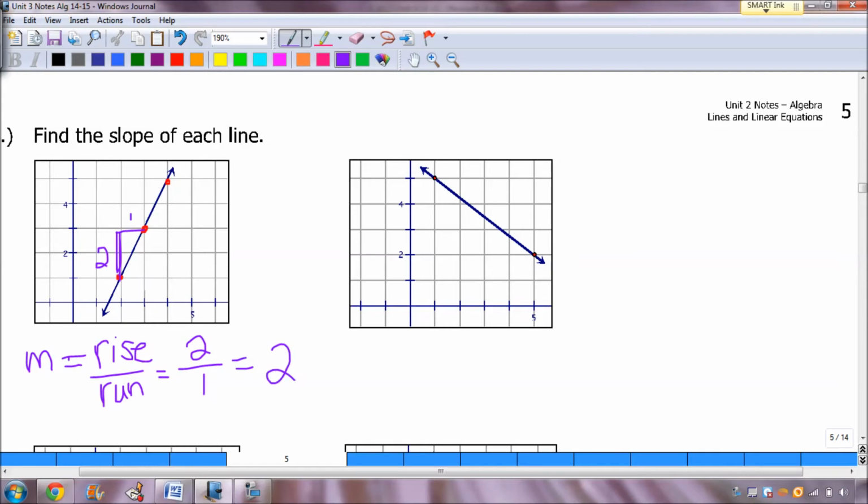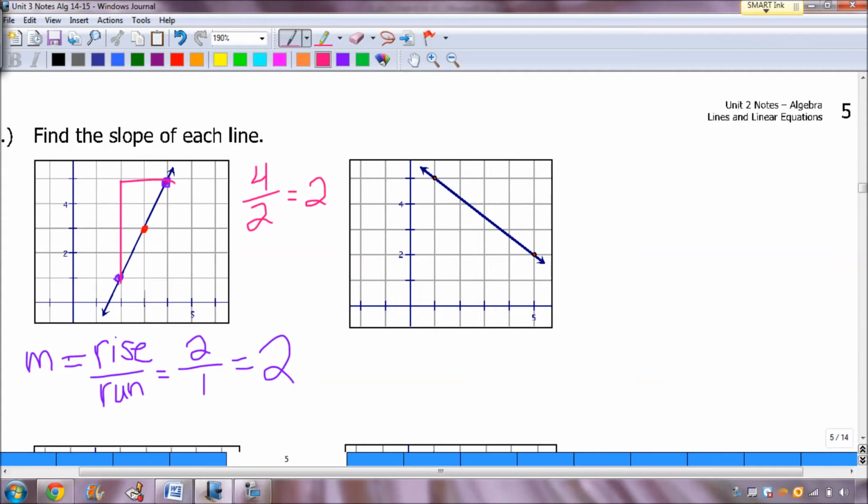Okay? What if instead I didn't use those numbers? What if I used this point right here, and I went from this point to this point instead? Well, if I were to do it that way, then the rise would have been 4, and the run would have been 2. So I get 4 over 2, which is still 2. I still get the same answer, okay?